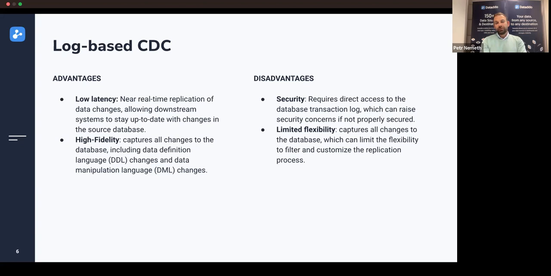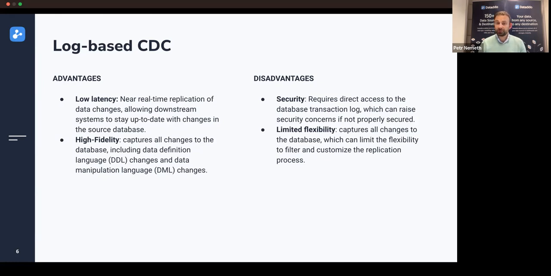Of course, there are trade-offs or disadvantages. It's quite difficult to implement, and we will talk about it at later stages. Then, of course, there is security, because here you really need to give access to the database transaction log, which requires pretty extensive access levels, and this might raise some concerns amongst the security personnel in your organization.